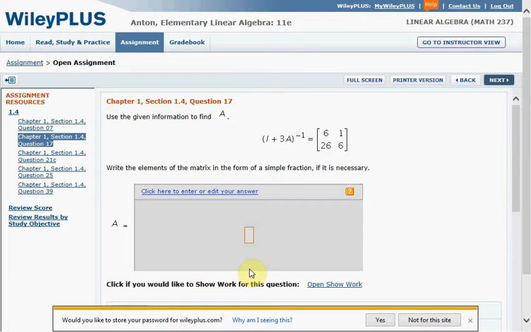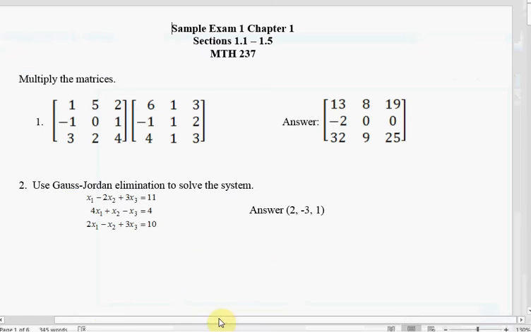Here's a problem from the homework, section 1.4. The question is: solve for the matrix A if you're given that the inverse of an expression is equal to something. You want to be able to solve for A. So what we're going to do is I'm going to write this down.